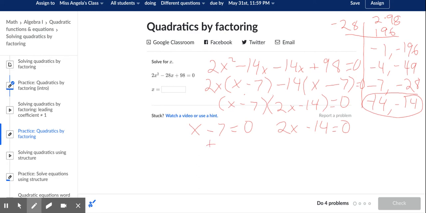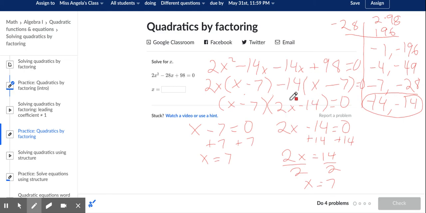So I add 7. So I get x equals 7. That's one answer. And then I'm going to add 14. 2x equals 14. Divide by 2. Get x equals 7. So I got the same number twice. So this is one of those rare cases where I only have one answer.